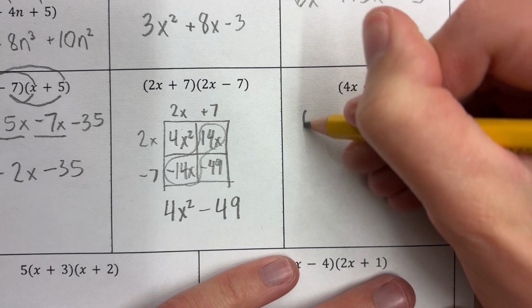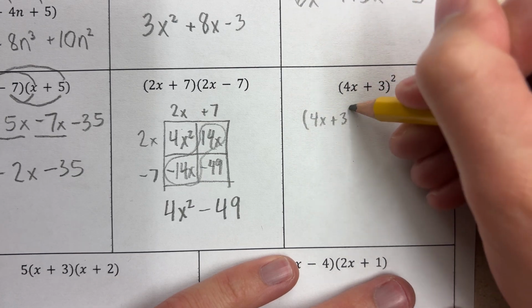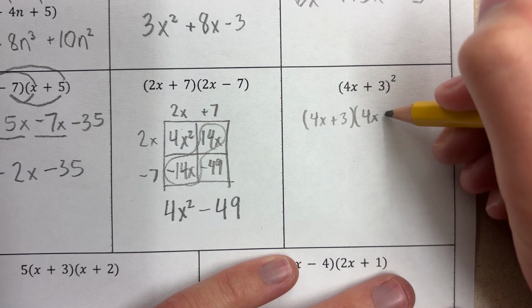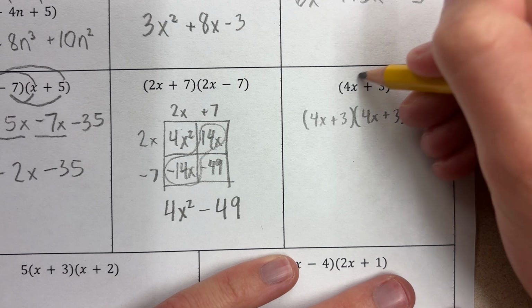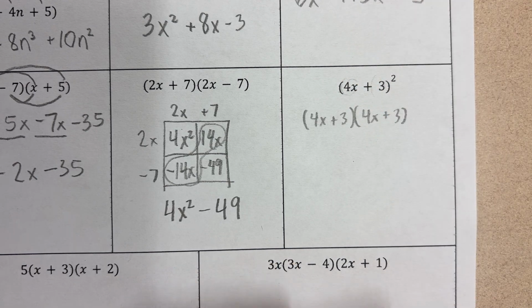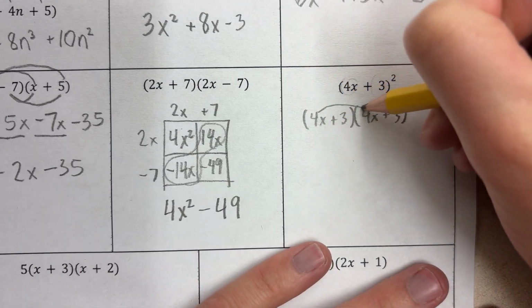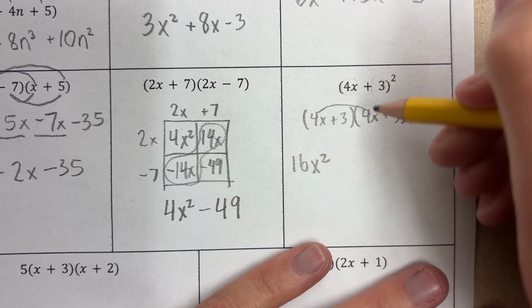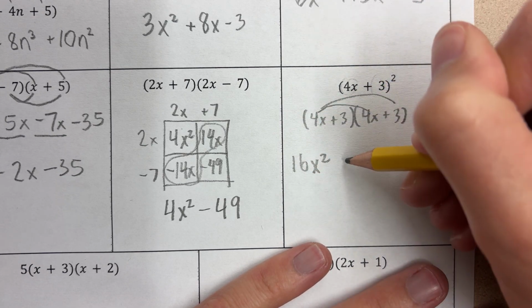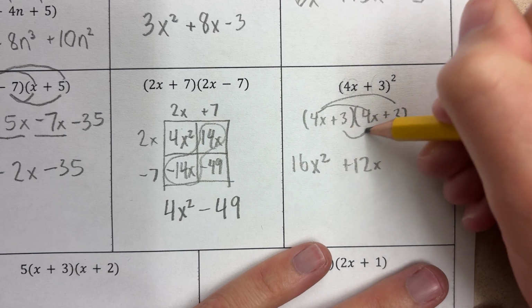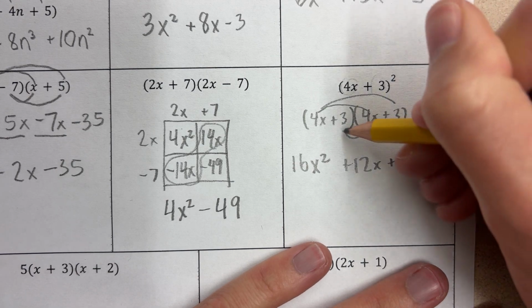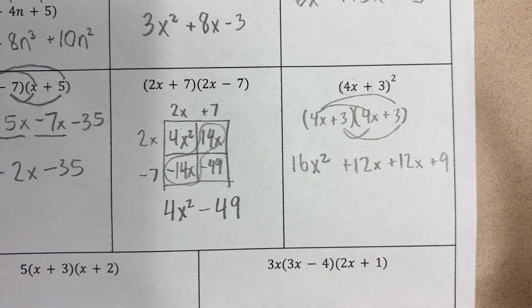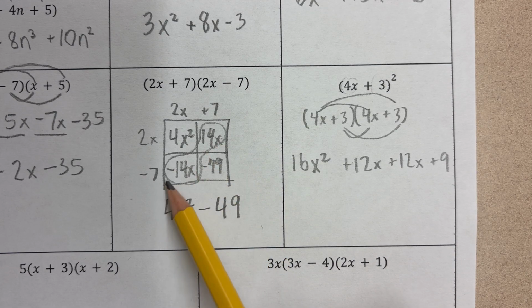Okay, here, this is 4x plus 3 squared, so it's 4x plus 3 times 4x plus 3. Okay, do not just square this and square this. That will not get you the correct answer. It's this whole process, so 16x squared, right, 4 times 4, x times x. 4x times 3 is 12x, and then 3 times 4x, of course, is the same, and then 3 times 3 is 9.